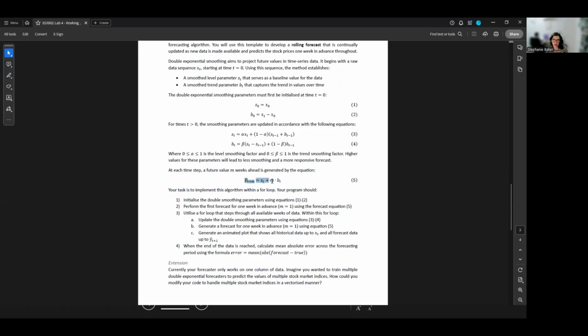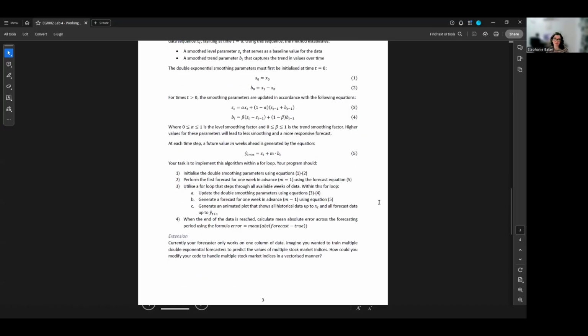So again, at each time step, we're forecasting 1 week in advance. So we would have our current level plus this parameter M for number of weeks ahead multiplied by our current trend. M in our case is always going to be 1 because we're only looking 1 week in advance. You could, if you wanted to as an extension, go beyond that, but that's not within the scope of the task itself.